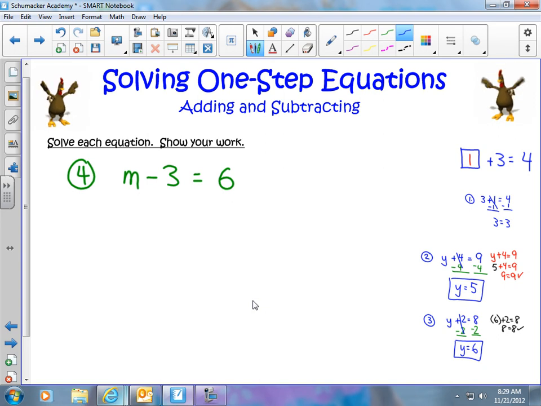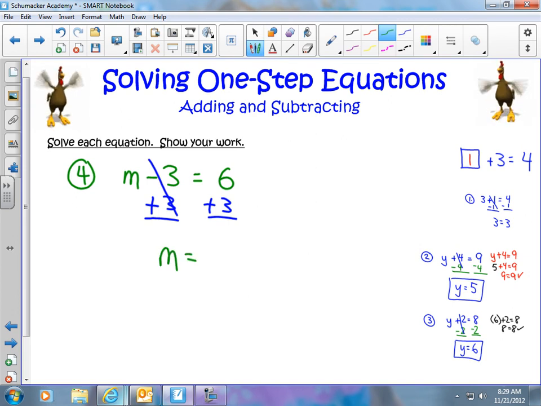What is the opposite or the inverse of subtracting 3? Well, the opposite or inverse of subtracting 3 is to add 3. So if I have minus 3 plus 3, they cancel out. So over here, I'm also going to add 3. And so when I do this, I am left with m equals 9.